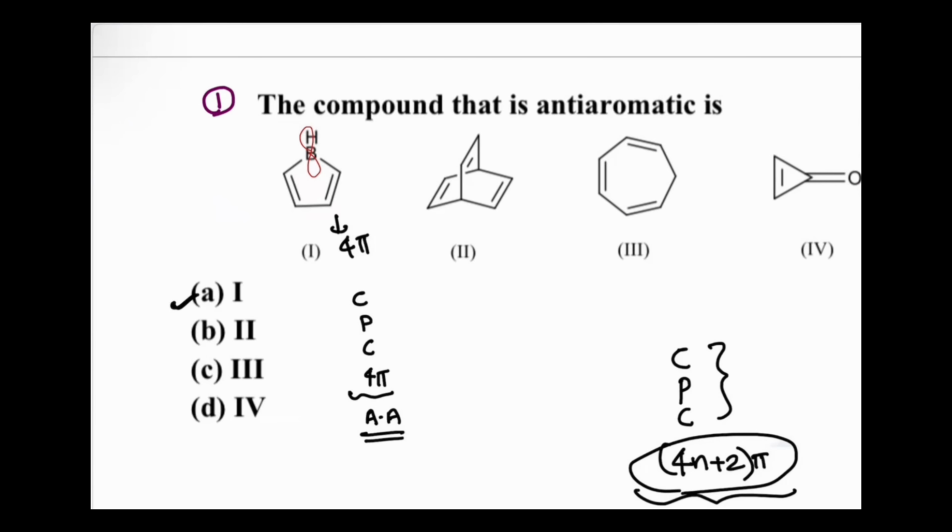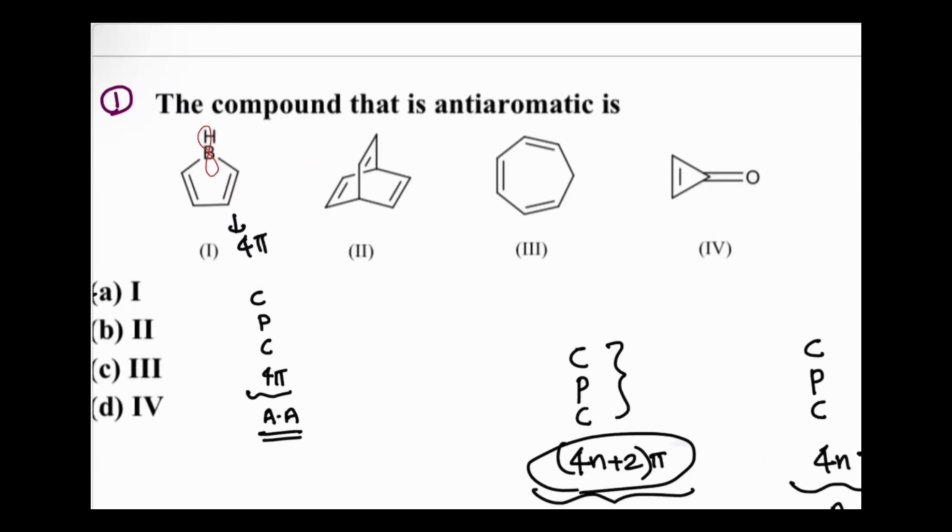And now we'll see in the case of the other three molecules why they are not anti-aromatic. In the second molecule, we can see this carbon is sp3 hybridized, and here this carbon is also sp3 hybridized. If you are having even one sp3 hybridized atom in the molecule, it will be non-aromatic. So the second compound here is non-aromatic. And in the third compound, here also we can see an sp3 hybridized atom. So this is also non-aromatic.